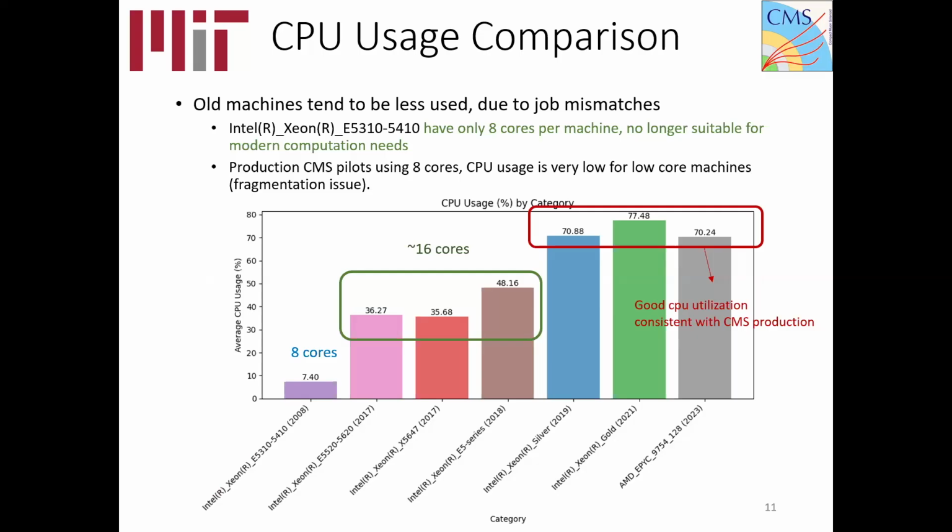This is mostly because those hardwares are older, so they have fewer cores per machine, and it doesn't suit the modern requirements of computing, because this is CMS specific, because CMS pilots production comes with 8 cores. And also because of the fragmentation issue, it is harder to fill a machine that has fewer cores. And this is what we got. But if we use only single core jobs, probably those could be better utilized.